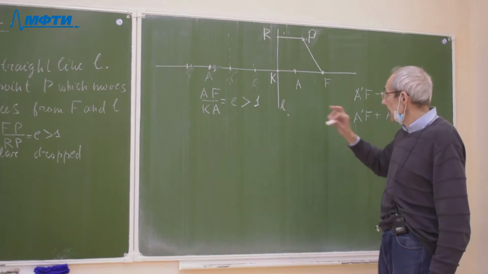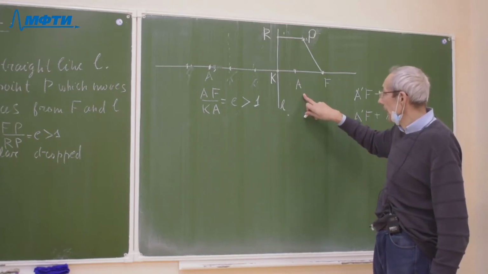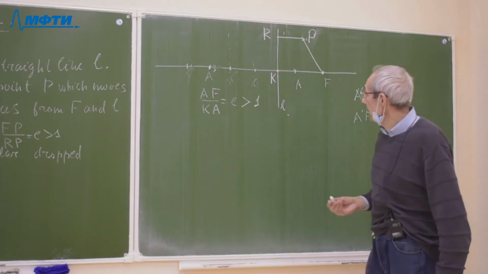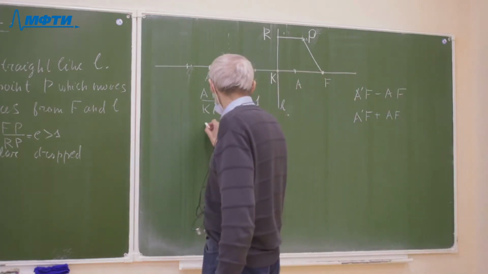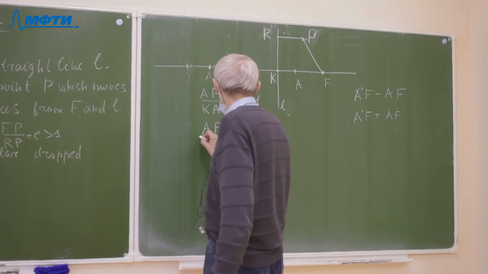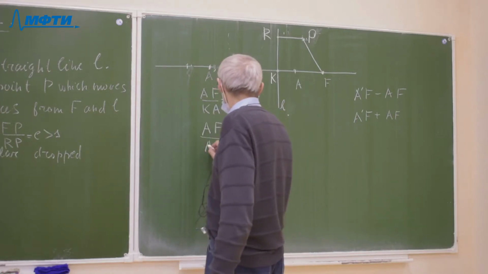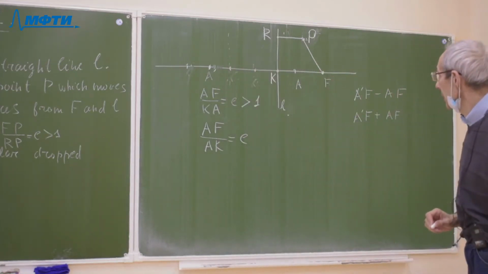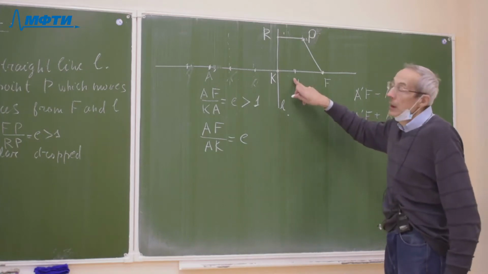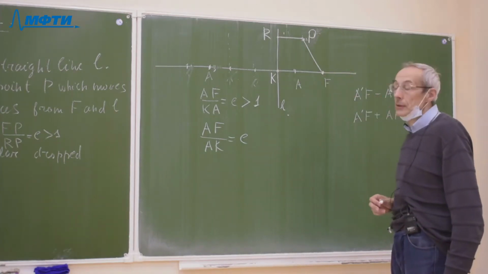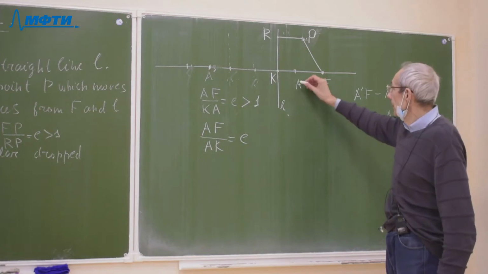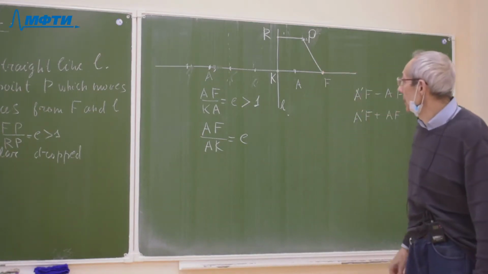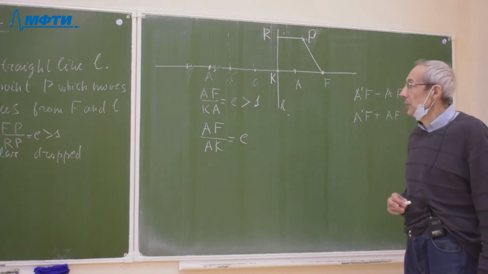And let's consider the point A which lies on this perpendicular such that the ratio of the distances AF to AK is also E. This point also belongs to our locus, belongs to the future conic section which we call the hyperbola.